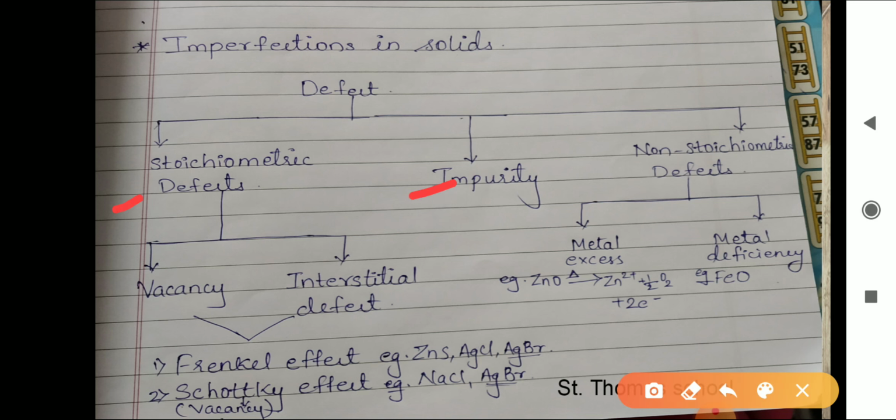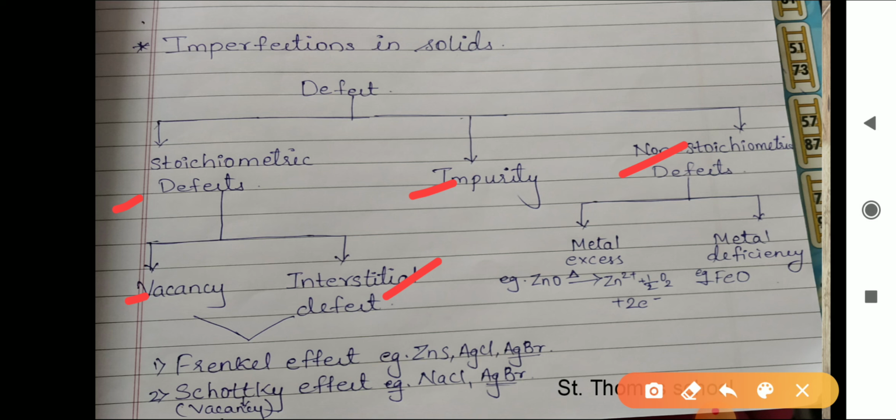What are stoichiometric defects? In this, the constituent particles maintain their stoichiometry, right? In stoichiometric defects, the constituent particles maintain themselves over there only. And these stoichiometric defects are again divided into two parts, that is vacancy defect and interstitial defect. What is vacancy? Vacancy means vacant. That crystal is said to have a vacancy defect. Right? Vacancy means the constituent particle moves away from its place. That is what a vacancy defect is.